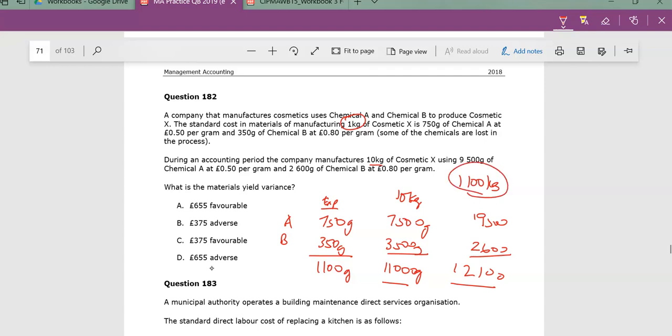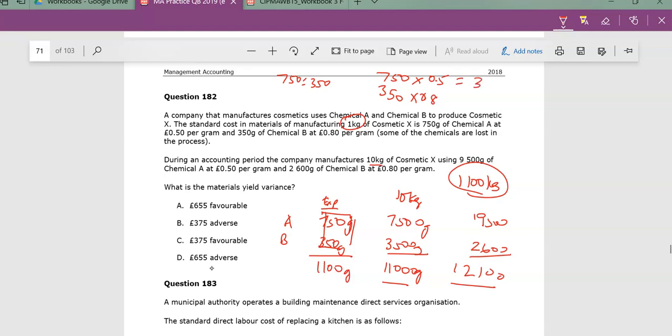So again, split this according to the standard ratio of 750 to 350. When we do the mixed questions, you'll see where this becomes a bit more important. Thankfully in this case, the 750 to 350 naturally matches this. If I split this in this ratio, I will have 750 and 350, and I multiply these by the standard prices. This is adverse, by the way, because you have used more than you should have. This is 0.5, and this is 0.8.